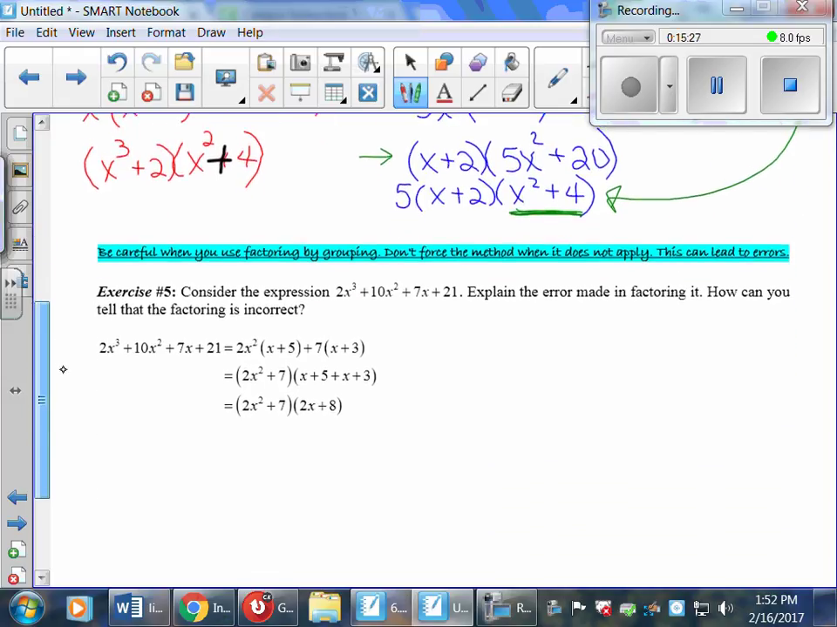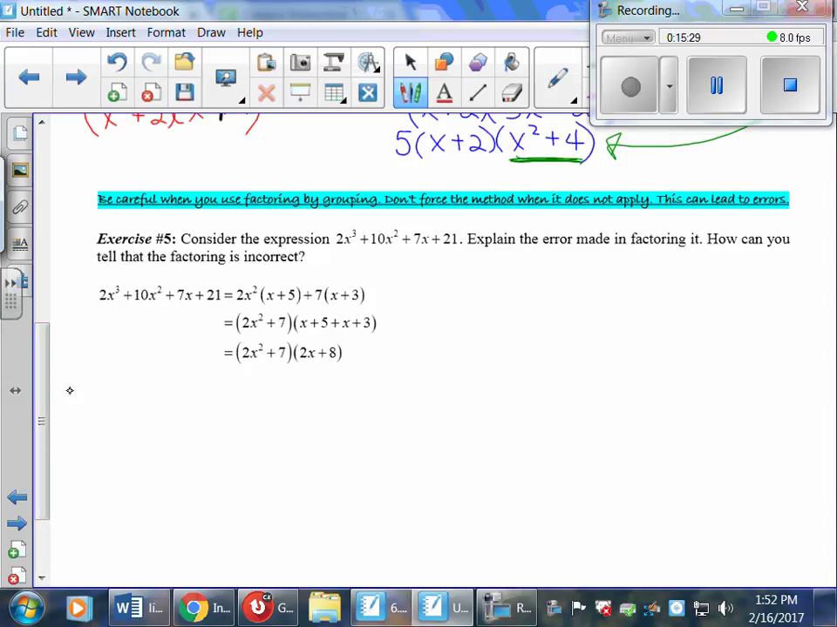All right, and this last question is just an error analysis. It's saying consider this expression and explain the error that was made in factoring. All right, and how can you tell that error was incorrect? So basically from here to here, is that perfectly done right? They factor out a 2x squared and we're left with x plus 5. So this piece is good right here. Then I'm now looking at this piece, and they factor out a 7. So this piece right here I'm good with. And hopefully you are too.